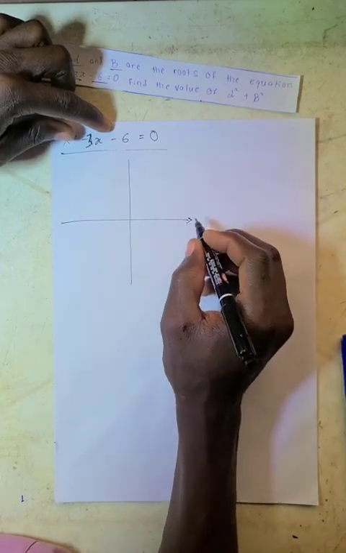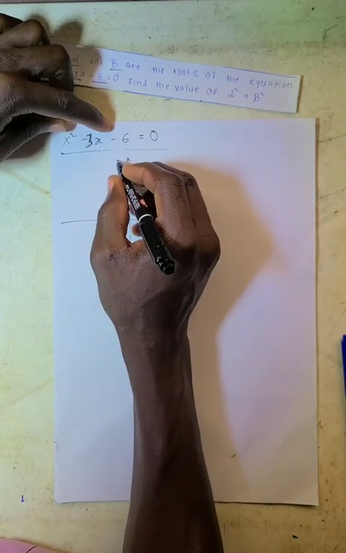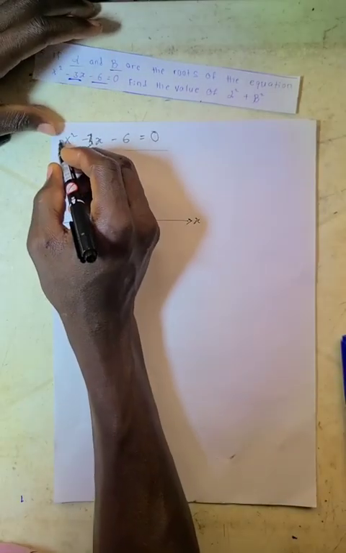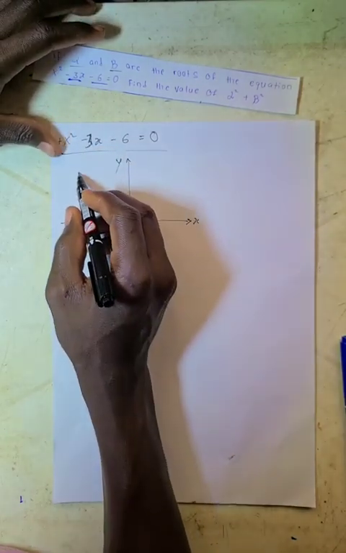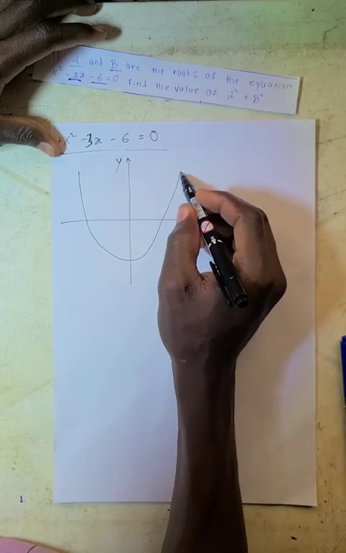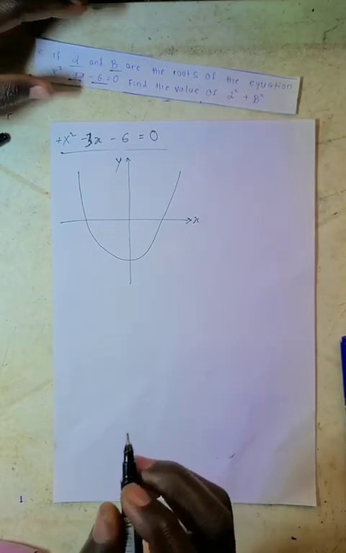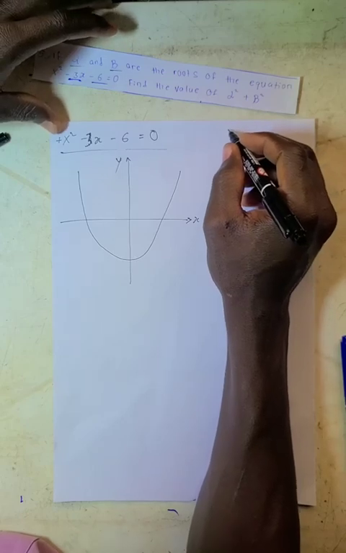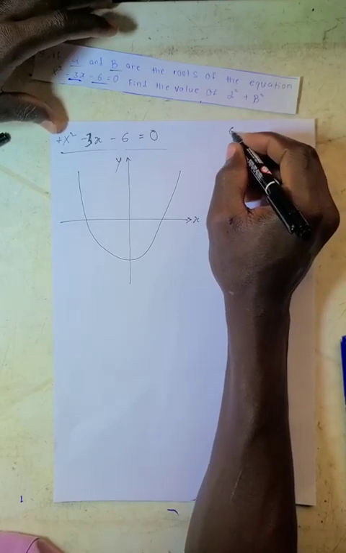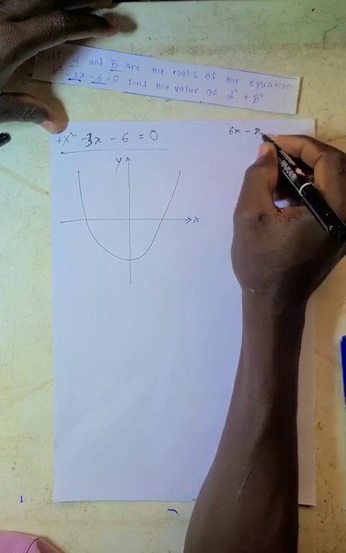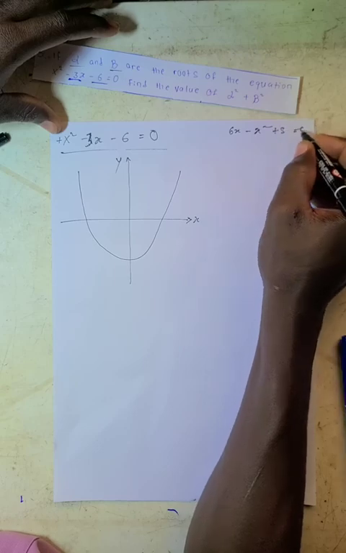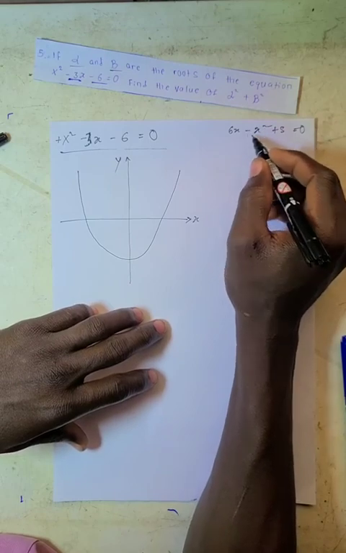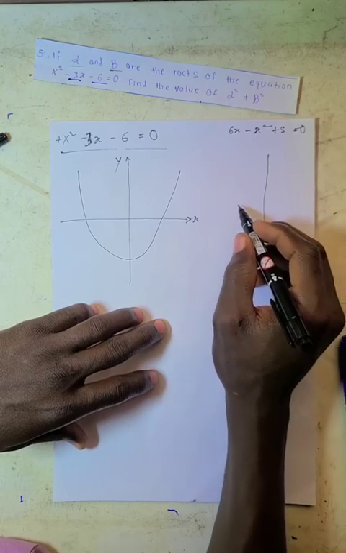This is our x-axis, and this is our y-axis. First thing to note, if x squared is carrying plus standing alone, the graph is going to have a curve like this. Now, the next thing to note is this. If, let's say, you are having something like 6x minus x squared plus 5 is equal to 0. Now, look at this. Here, the x squared is carrying minus. So the graph is going to look like this.